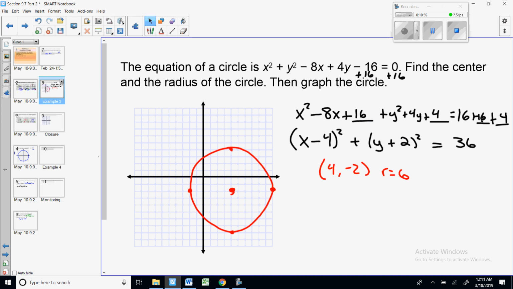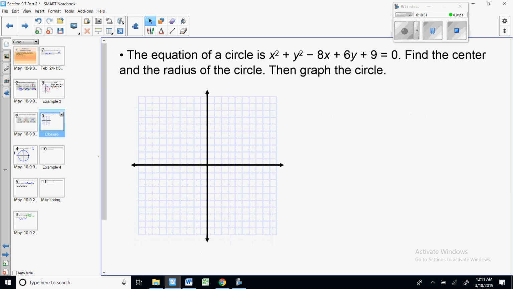So what we're trying to do is complete the square with our x's. We're going to complete the square with our y's, and that will give us the equation for the center of our circle. And on our right-hand side, the numbers that we've added in are going to go into the radius piece. So let's take a look at another example like this one here.